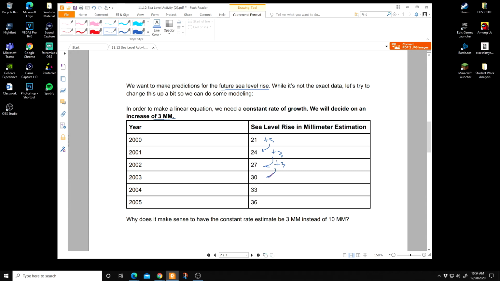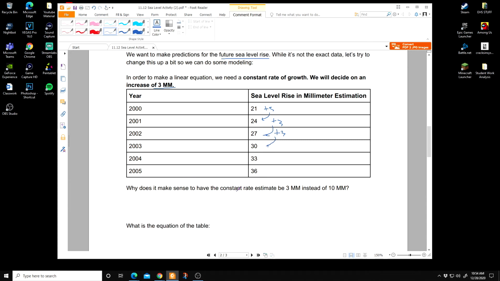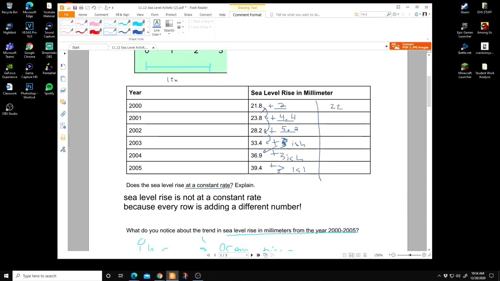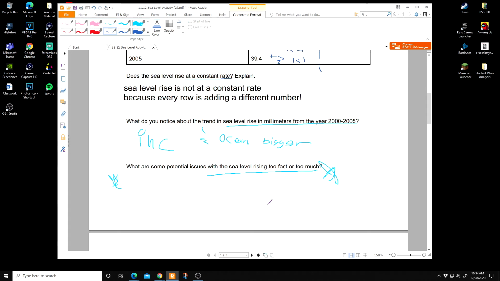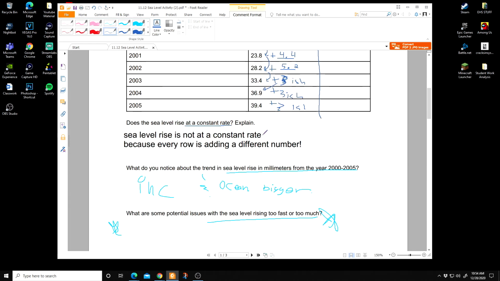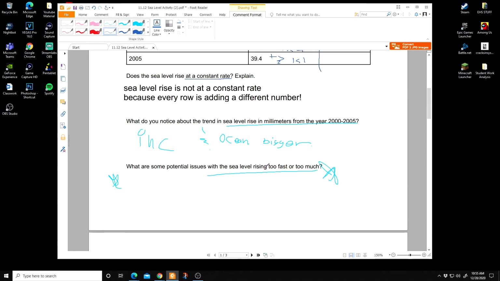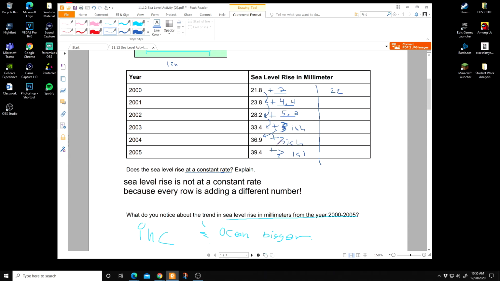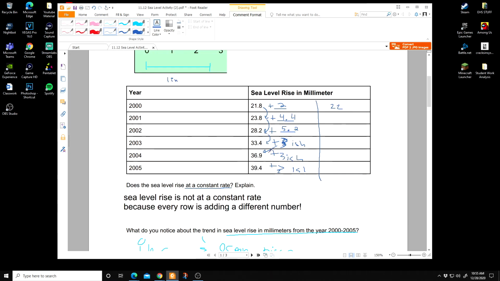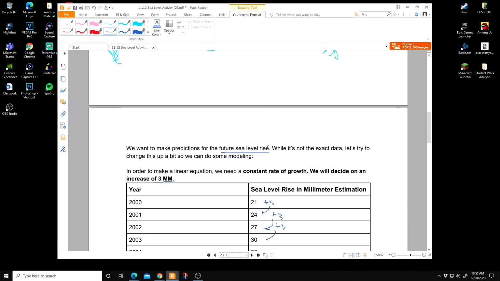And why does it make sense to have a constant rate be 3 and not 10? Well, we want the data to match, right? We want this data to be close to these numbers. So you can see that we're pretty close to it, maybe a little underestimated, but that's okay. And at least we are in the general ballpark. Maybe we could do 3, 4, or 5, but 10 is too big, right? Because the data is not adding by 10 or even close to it.